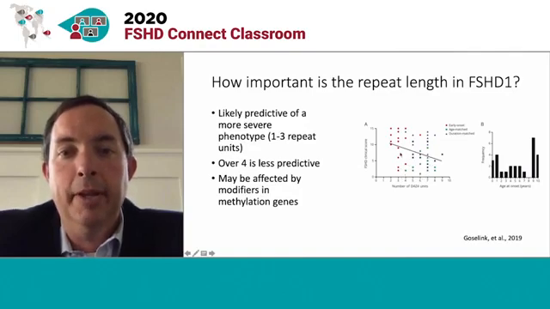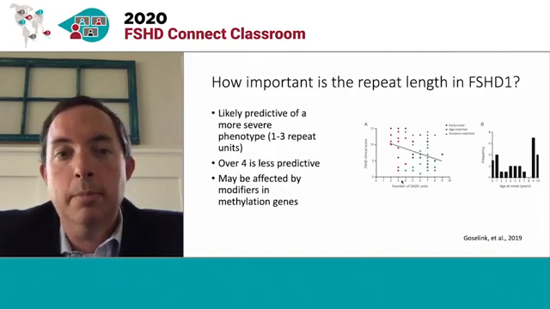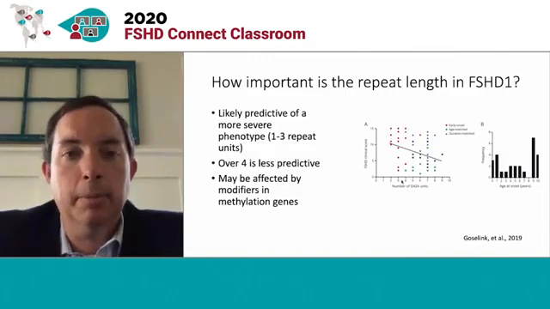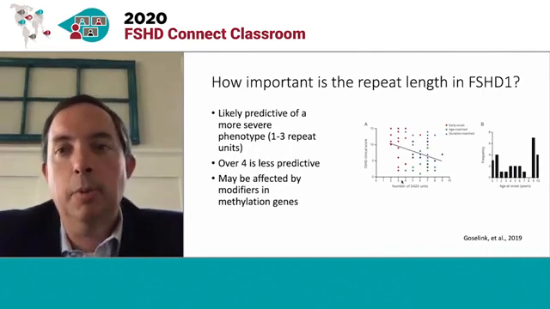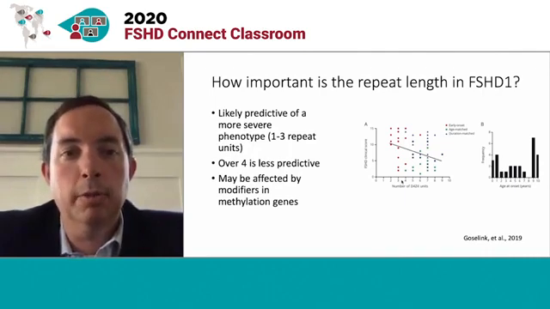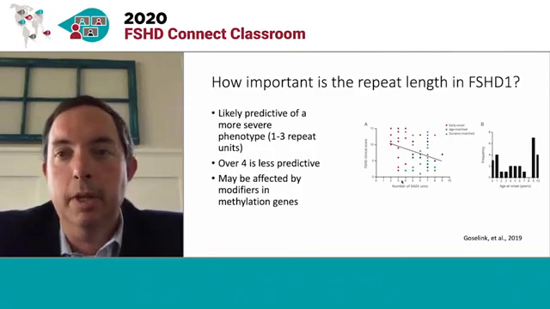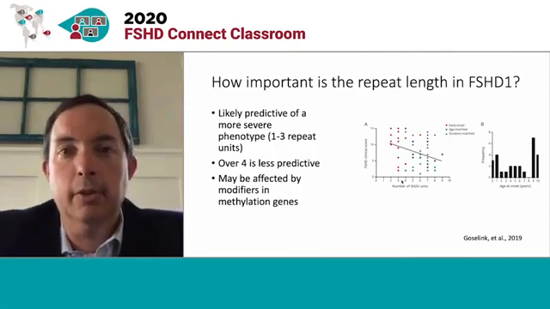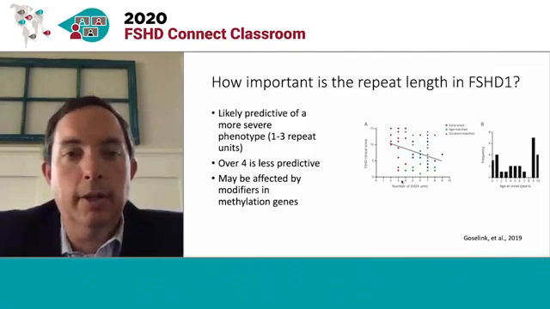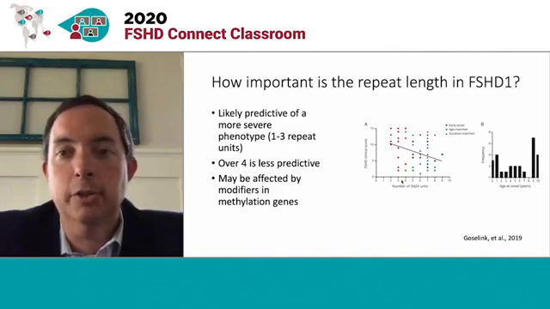And what you can see is that if you have fewer than 3 repeats, you will often have a more severe FSHD clinical score and also an earlier age of onset. What that means, and we'll come back to this when we talk about some of the other complications, is that people with repeat lengths between 1 and 3 are more likely to have a more severe phenotype. And what does that mean? They're more likely to lose ambulation, more likely to have an earlier age of onset, and more likely to have some of the other complications associated with the disease.